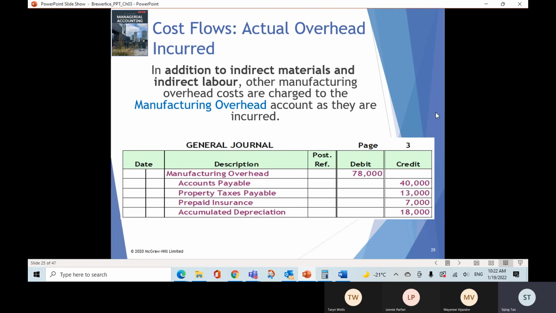Now, the actual overhead incurred. We will see that the actual manufacturing overhead costs incurred, from the T account form, are debit to manufacturing overhead. And then the credit side of the entry is various liability accounts. For example, accounts payable, property tax payable, prepaid assets account like prepaid insurance, or a contra assets account like accumulated depreciation. So that is the journal entry as well. Debit manufacturing overhead and credit various accounts as shown.